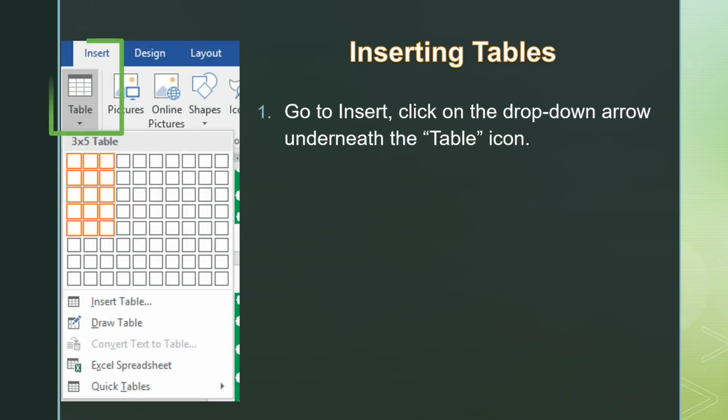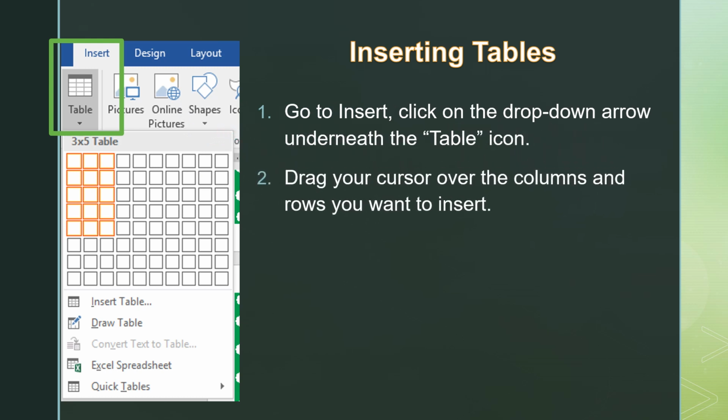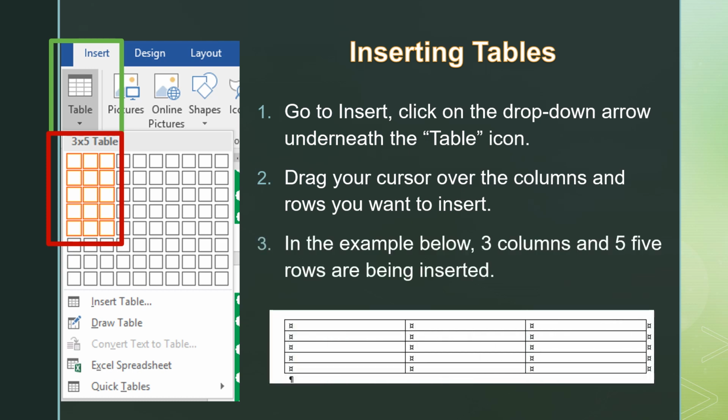Inserting a table. Go to Insert, click on the drop-down arrow underneath the table icon. Drag your cursor over the columns and rows you want to insert into your document. In the example below, 3 columns and 5 rows were inserted.